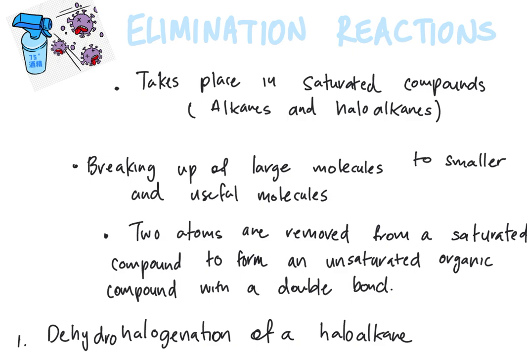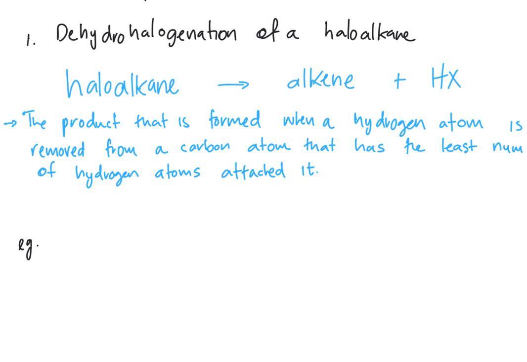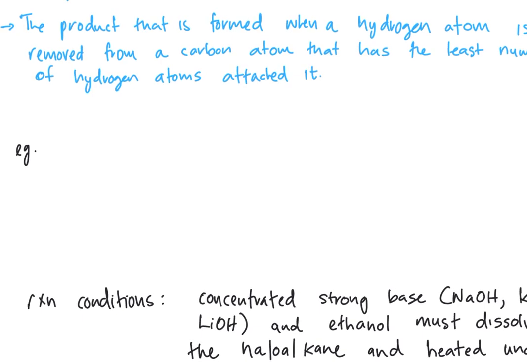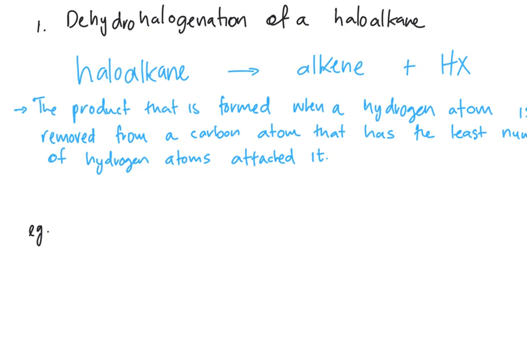Okay, so the first reaction that we have for elimination reactions is a dehydrohalogenation of a haloalkane. So dehydro means that you must have a situation where something is being removed. So the product here that is formed is when a hydrogen atom is removed from a carbon atom that has the least number of hydrogen atoms attached to it. So I'm going to show you an example of that.